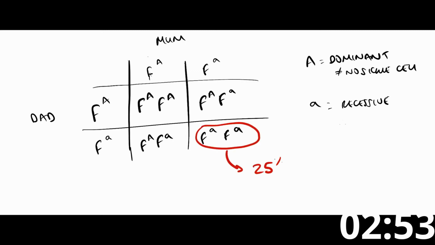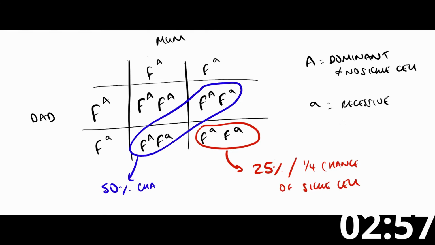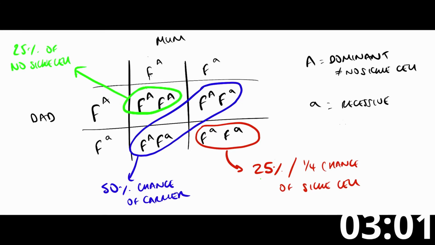However, if we look at the other squares, we can see that there are two squares which contain a single copy of the sickle cell trait, which means that there's a 50% chance of the child being a carrier. Being a carrier means you only carry one copy of the sickle cell trait and therefore will not suffer the consequences or the symptoms aligned with having sickle cell. However, there's still a chance that your family tree can be affected later down the line, such as your children or your children's children, depending on whether it gets selected out or not.